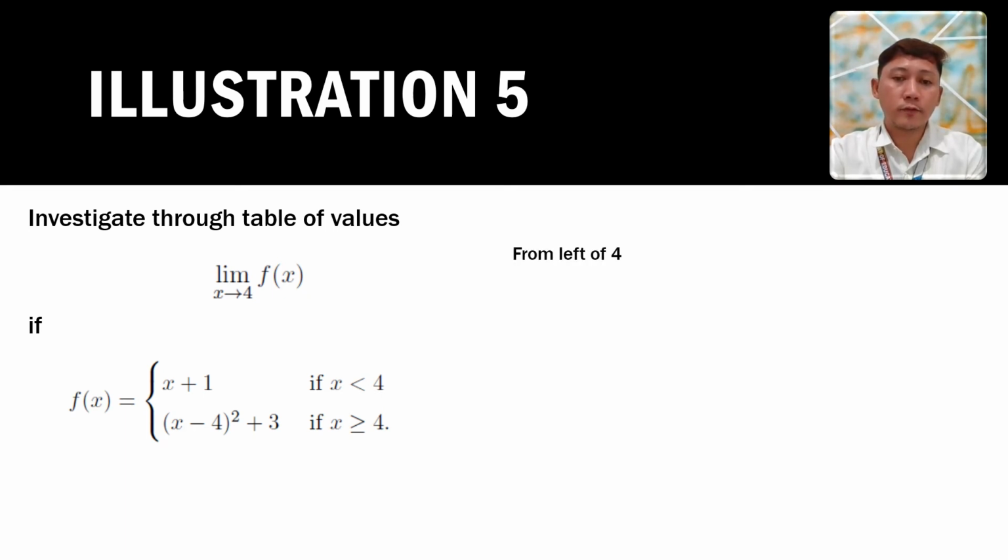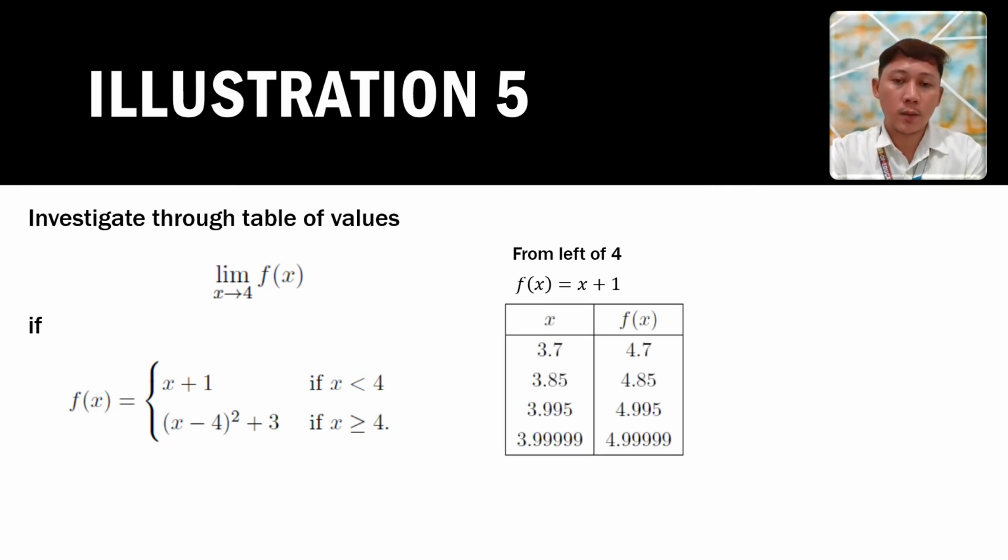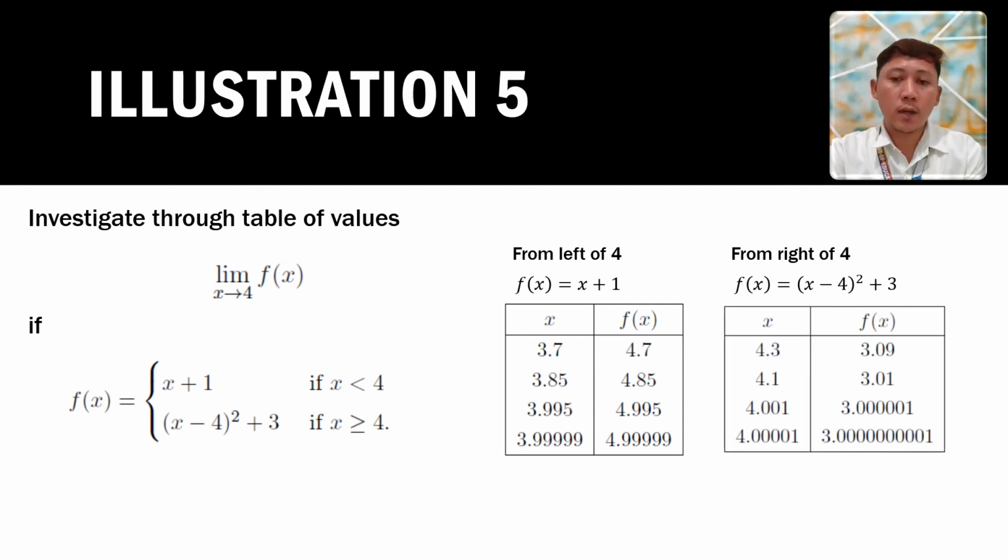So from the left of 4, the values are less than 4. So we will use the function f of x is equal to x plus 1. So here is our table of values. And from the right of 4, we will use the function f of x is equal to the square root of the quantity x minus 4, plus 3. And we will get this table of values.